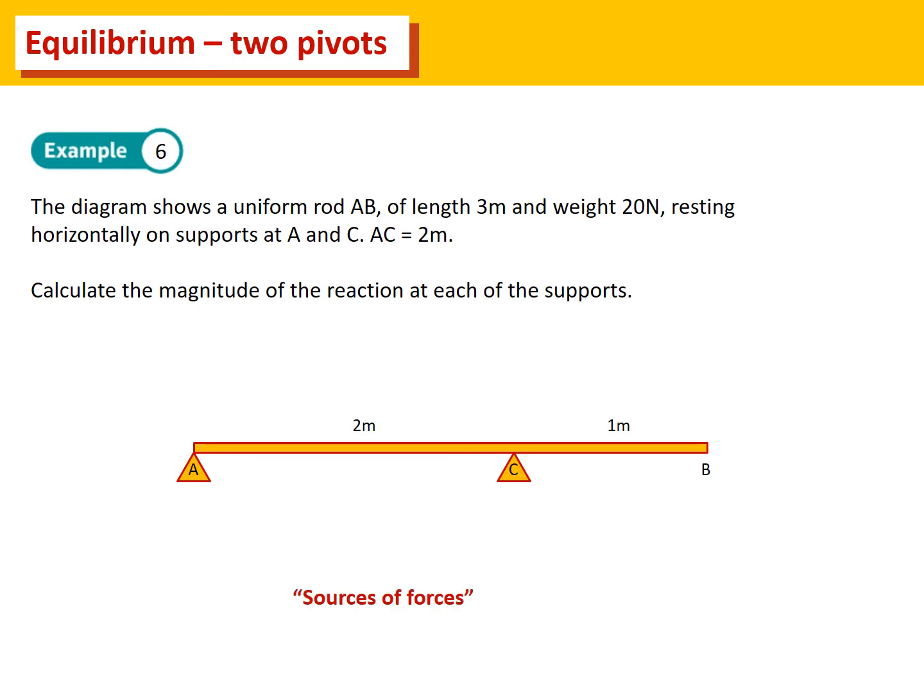So again, sources of forces. Let's put the forces that are acting on the rod. Well, its weight is 20 newtons, and that's acting right in the middle of the rod because it tells us it's a uniform rod. So that will be 1.5 meters from A. We've got a reaction force at A, which I've just called RA, and we've got a reaction force at C, which I've called RC. And those are the three forces acting on the rod.